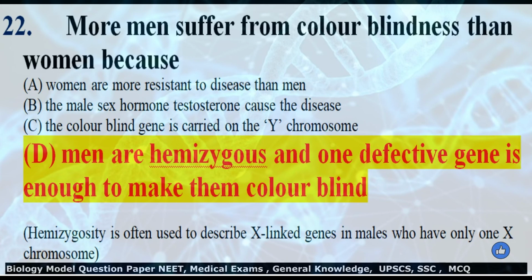Question number 22. More men suffer from color blindness than women because, answer D. Men are hemizygous and one defective gene is enough to make them colorblind. Hemizygosity is often used to describe X-linked genes in males who have only one X chromosome.